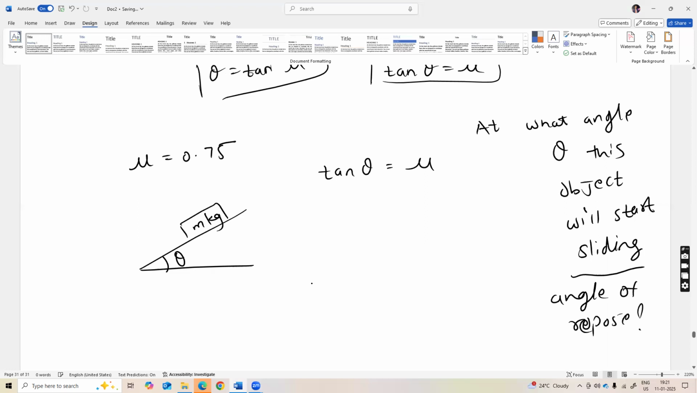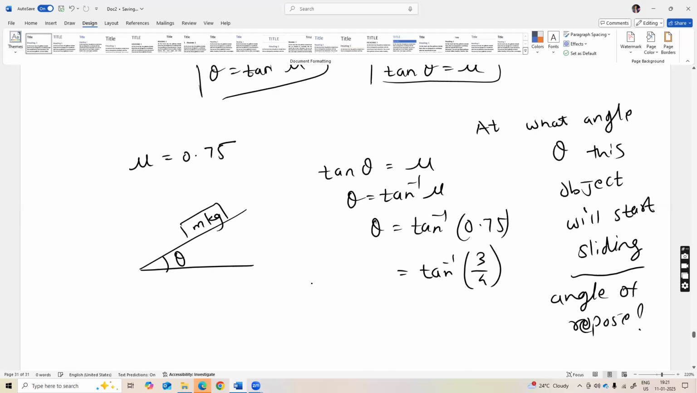One method is to directly put tan theta equal to mu. So theta is tan inverse of mu, which is tan inverse of 0.75, and 0.75 is 3 upon 4. Tan is opposite upon adjacent. So opposite is 3, adjacent is 4, so the hypotenuse is 5. So this is basically a 37-degree angle. So theta is equal to 37 degrees in this case.